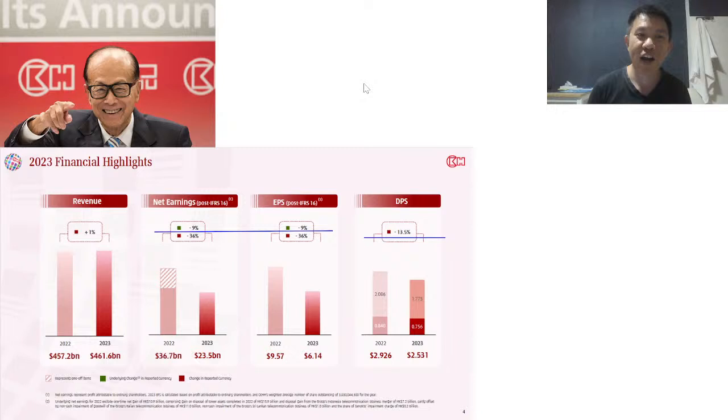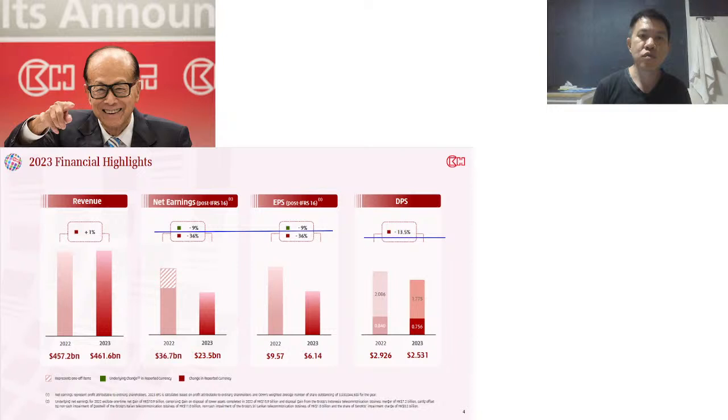So another super dinosaur company is the Cheong Kong Group, under the Superman Li Ka Shing. Also, the ticker code is number one in Hong Kong, the most well-known conglomerate, I would say. So the Cheong Kong Group is very diversified. It has businesses in transport, ports, utilities, telco, property, retail, all these traditional asset-heavy businesses. Yeah, so their business is more asset-heavy.